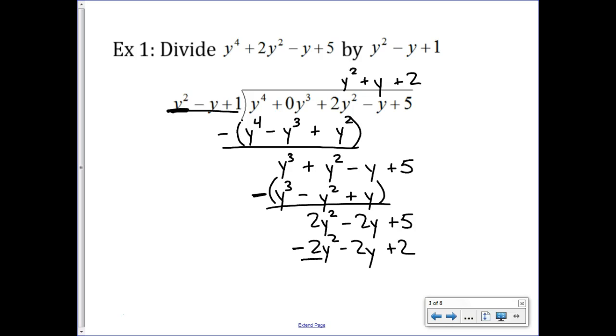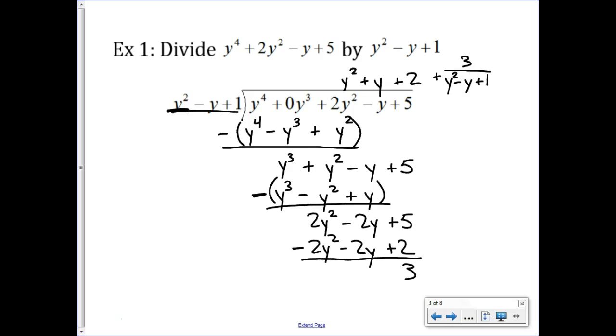I'm going to subtract here. So 2y squared minus 2y squared cancels. Negative 2y minus a negative 2y, that cancels as well. And then I have 5 minus 2 gives me 3. And remember, that's your remainder. So that goes up here as 3 is our numerator. And then our denominator is y squared minus y plus 1. And that is dividing using long division.